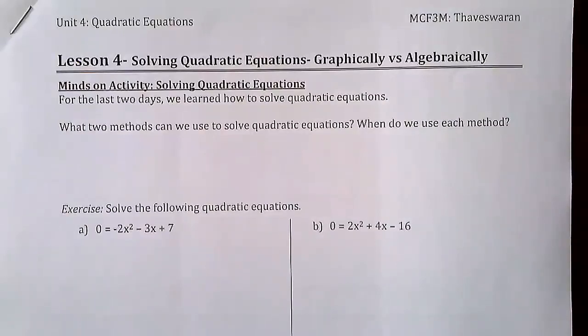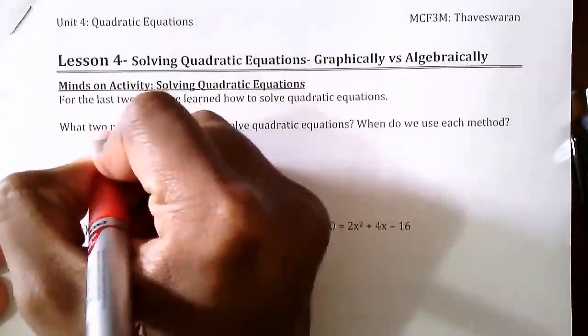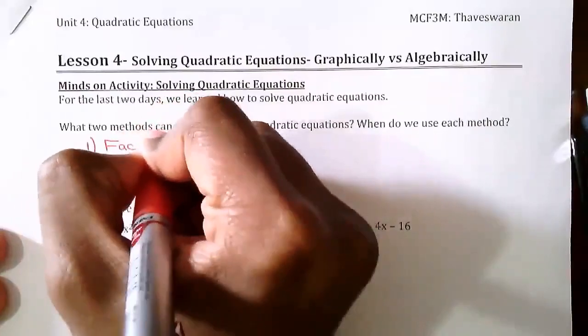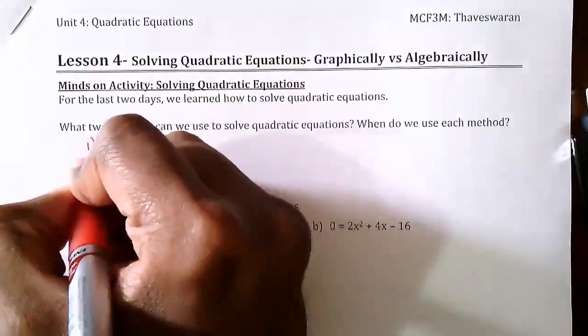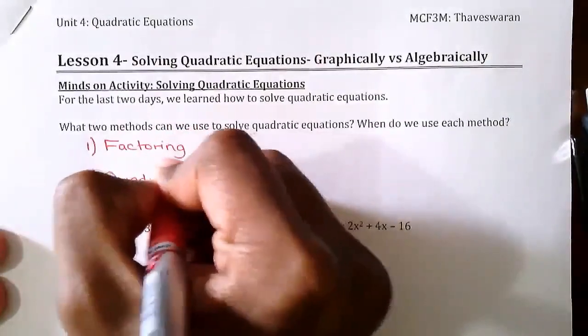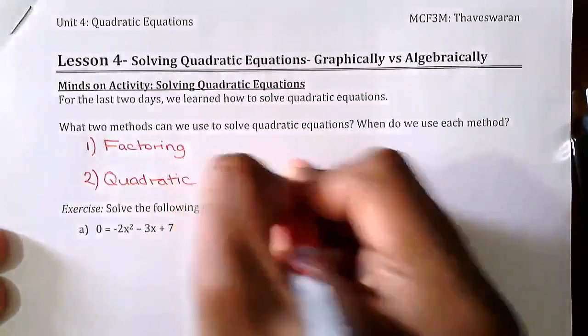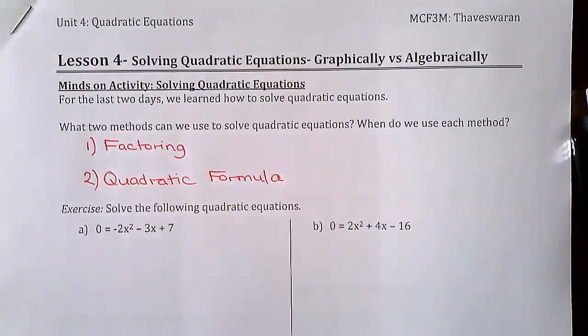For the last 2 days, we learned how to solve quadratic equations. So what two methods can we use to solve quadratic equations? When do we use each method? Well, there's two methods. The first one is factoring. And the second one is the quadratic formula. So when do we use each method?